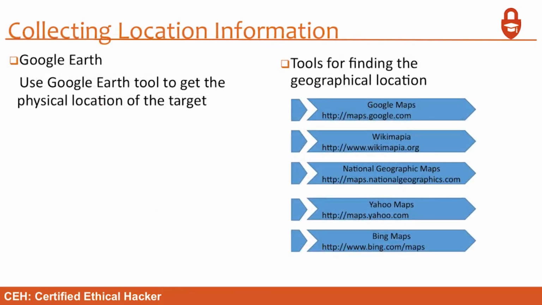And then collecting location information. You want to geolocate where their stuff is. Google Earth is a tool you can use to get the physical location of the target. Sometimes you may need more information to do that. Tools for finding the geographical location are Google Maps, Wikimapia, National Geographic Maps, Yahoo Maps, and Bing Maps.